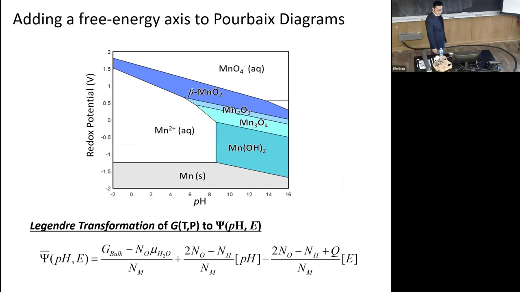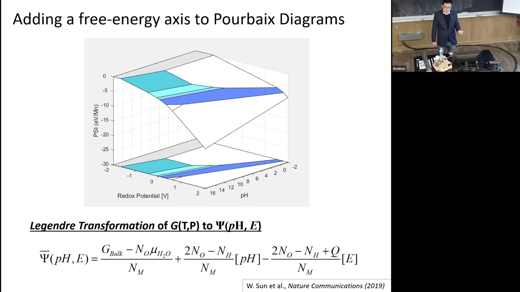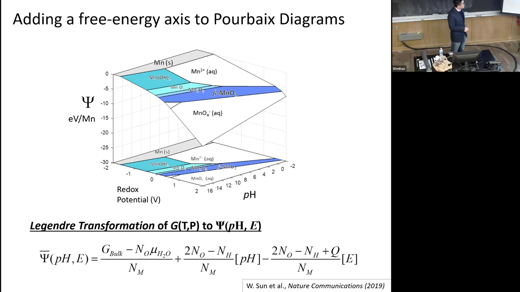Pourbaix diagrams are a very important way to examine solid aqueous stability. The problem with Pourbaix diagrams is that there's no energy axis, right? So you might be looking at material stability as a function of redox potential and pH. What we can do is add a free energy axis to Pourbaix diagrams using the Legendre transformation approach. And just the same way that the normal phase diagram is a projection of the lower concave envelope, the Pourbaix diagram is also a projection of these lower concave Pourbaix free energy planes. You can think of it like a Gibbs free energy, but these are Pourbaix free energy planes.